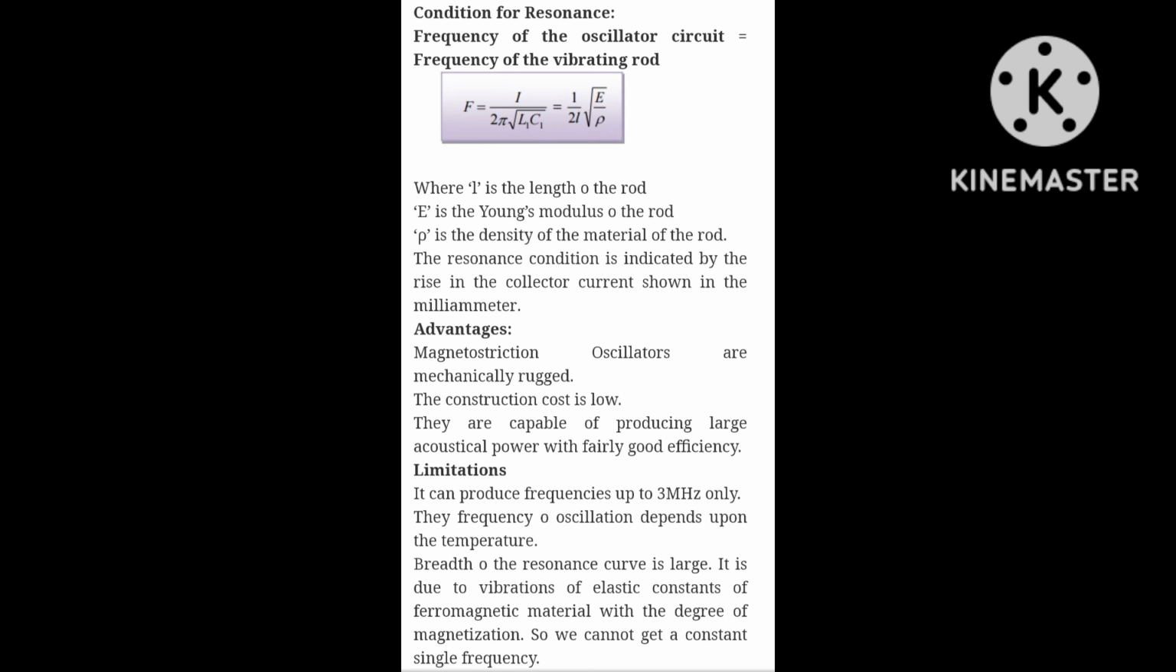The frequency of oscillation depends upon the temperature. Also, the resonance curve is broad. It is due to the variation of the elastic constant of the ferromagnetic material with the degree of magnetization. So we cannot get a constant or single frequency.